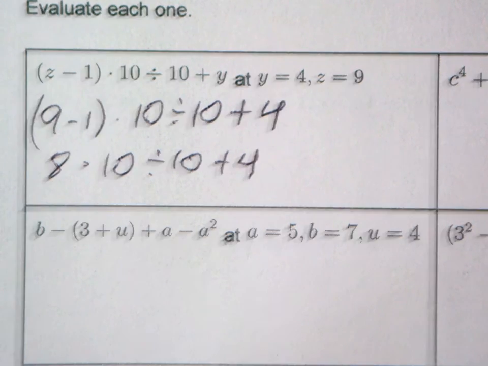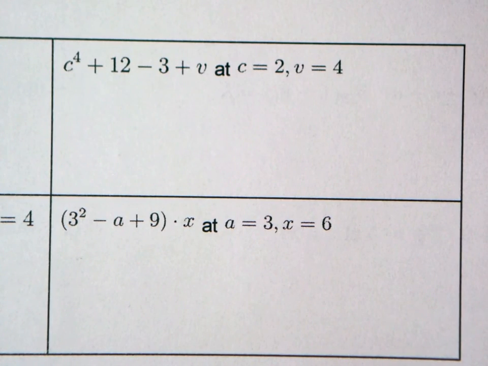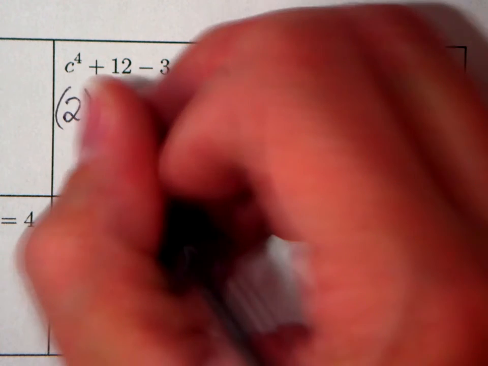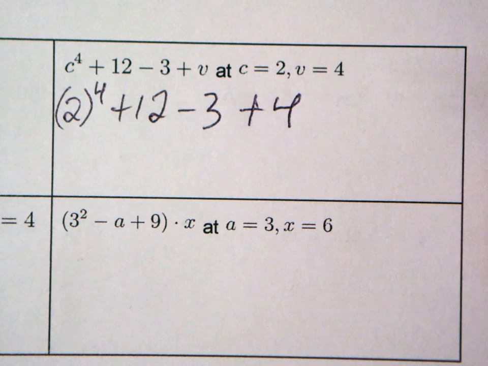Let's do another problem here. C to the 4th power plus 12 minus 3 plus v at c equals 2 and v equals 4. So we replace c with 2, and this becomes 2 to the 4th power plus 12 minus 3 plus 4.